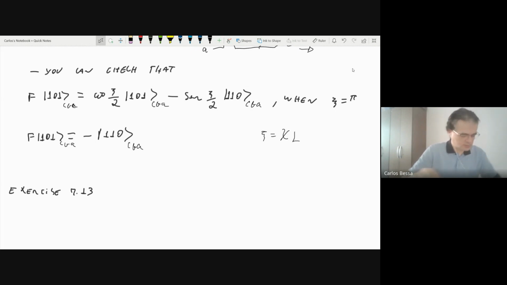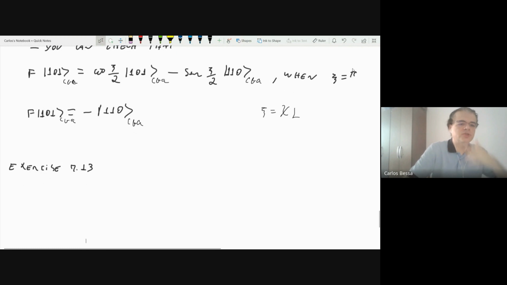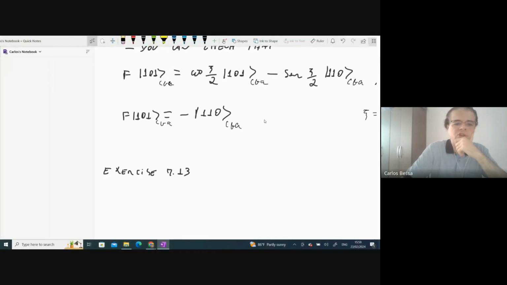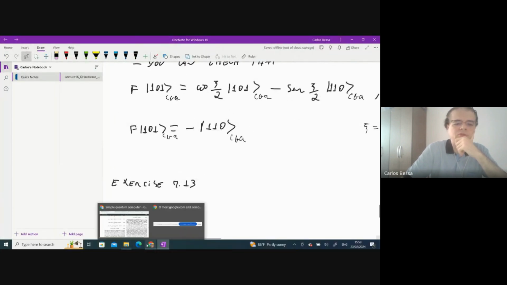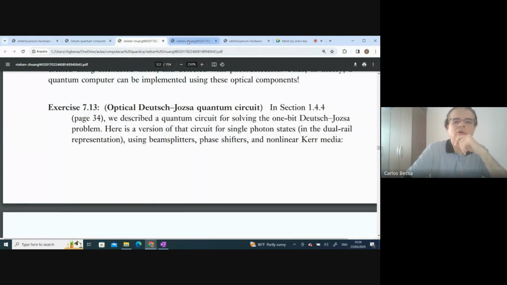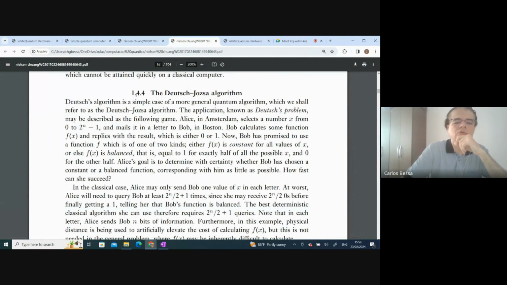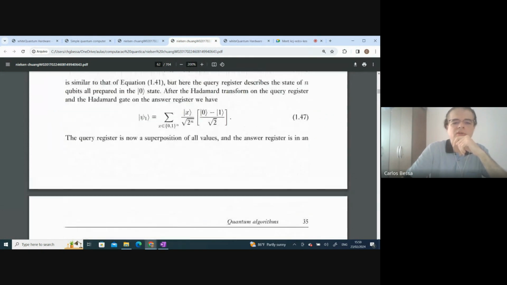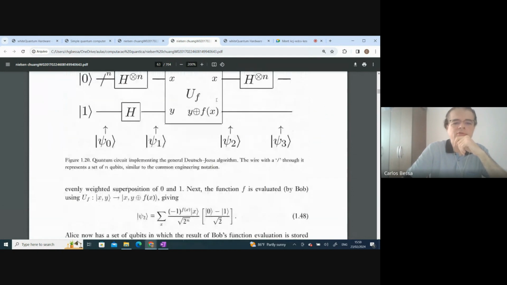And okay, I will try to preserve our notation here. We'll make some changes from the things he did. And for those not familiar with the Deutsch-Jozsa algorithm, we will not have time to discuss it, but you can read in the paper, and you can also read in the Nielsen-Chuang book. It's here in section 1.4.4. That's well explained here.